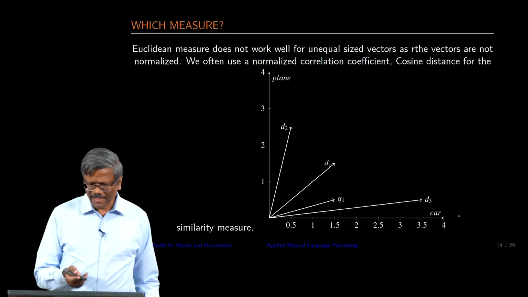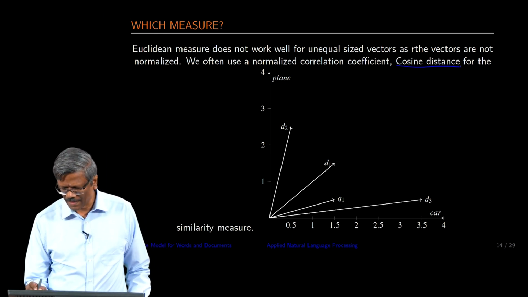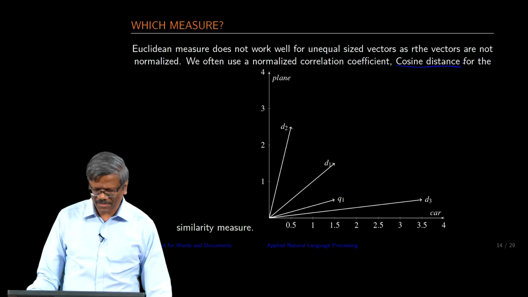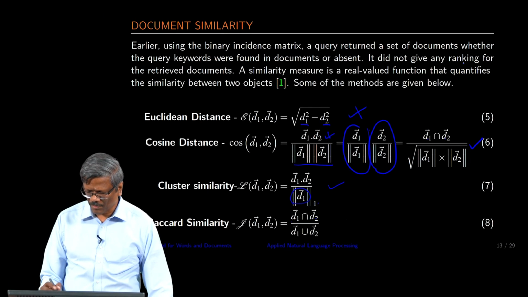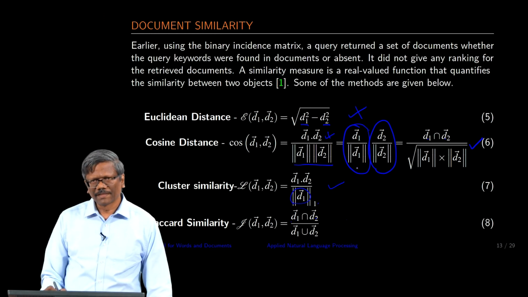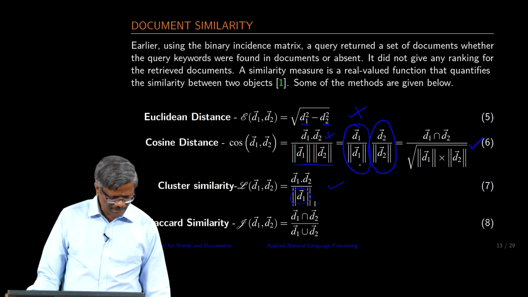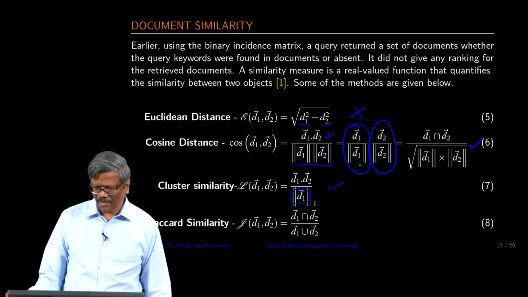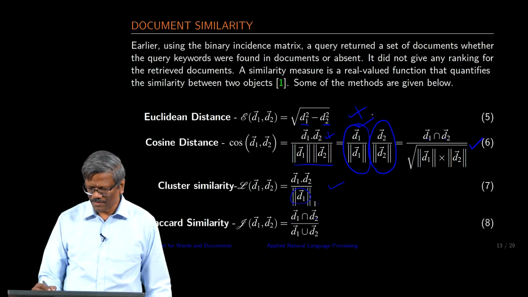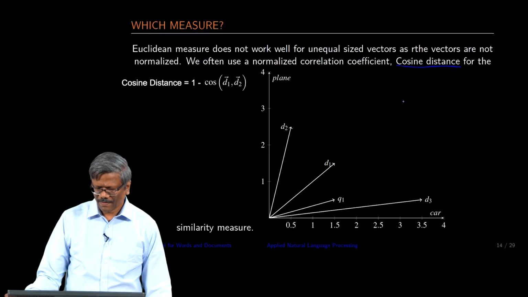So, which measure? As I mentioned earlier, I am going to be using cosine distance as the similarity measure, because it is a normalized correlation coefficient. Why is it normalized? Because we are dividing the vector by the length of the vector, so you get a unit vector there. So, it is normalized for all the vectors that you are considering. For example, D1 is normalized to the unit vector, and then this also is normalized.